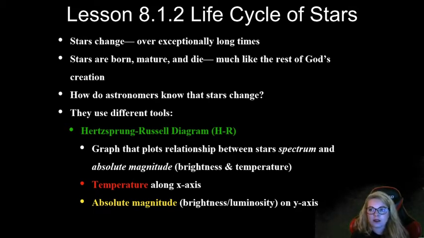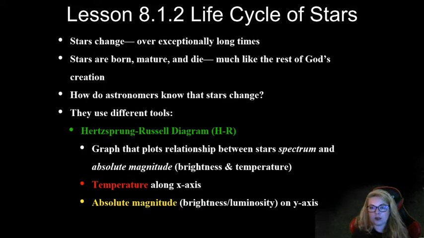Except that stars' life cycles last a really long time. Stars change, but they change so slowly over billions of years that we really don't see it. But they do, they're born, they mature, and they die much like the rest of God's creation. You may be wondering, since stars are so far away and we can't really go to a star, how do astronomers know that stars change? How do they figure this out?